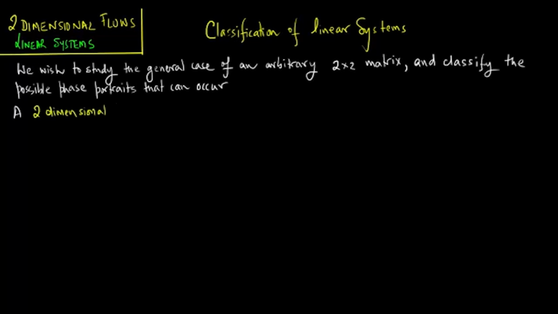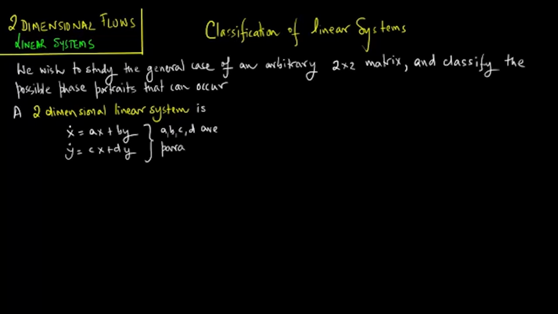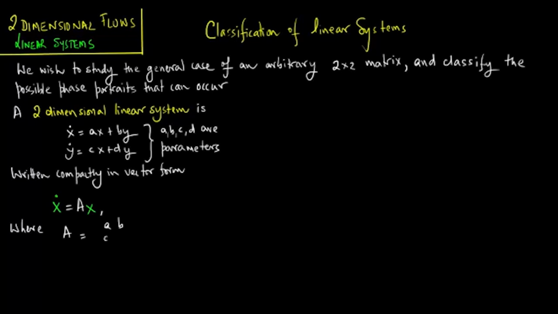A two-dimensional linear system is x dot is equal to ax plus by, y dot is equal to cx plus dy, where a, b, c, d are parameters. So written compactly in vector form, we get x dot is equal to A times x, where A is the matrix a, b, c, d and x is the vector x and y. Note that we will be using green to denote vectors.